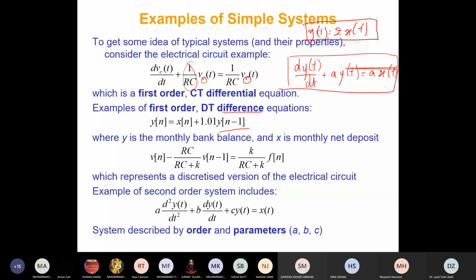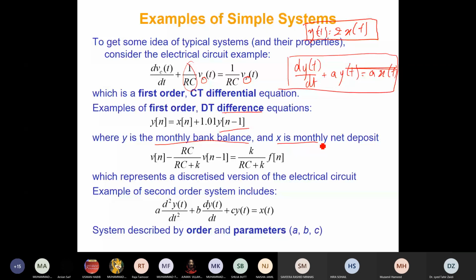Okay, so for a discrete time system, once we try to write an equation which gives us a relationship between input and output, invariably you will end up getting a difference equation. We can have y of n, y of n minus 1, or x of n minus 1, or 2, or whatever. That type of equation will be a difference equation. And we already talked about this, the equation that you're seeing here is sort of a bank balance, where x is the monthly deposit that you're making, the present input, and the output is y.